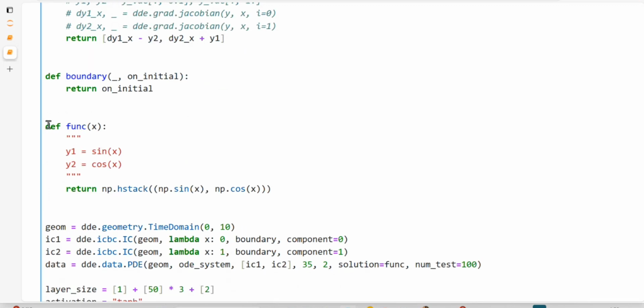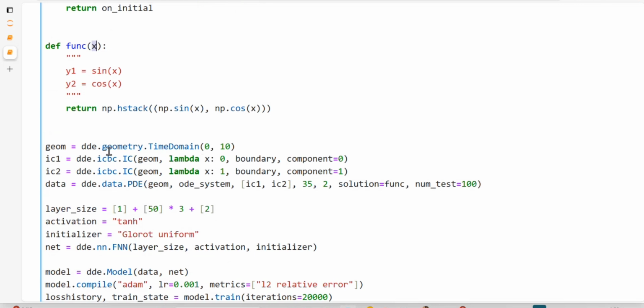Next, we define the function for the exact solution. We want to match the physics-informed neural network solution with the exact solution, which we already have. The output of this function first computes the sine of x. Whatever the input is, it will take the sine of that value. Then it will find the cos of x, then stack them horizontally.